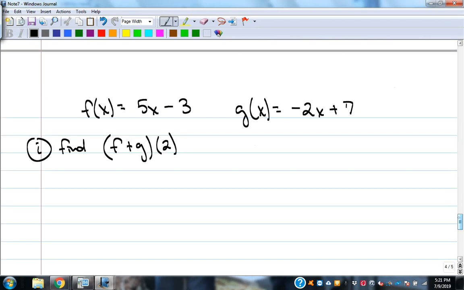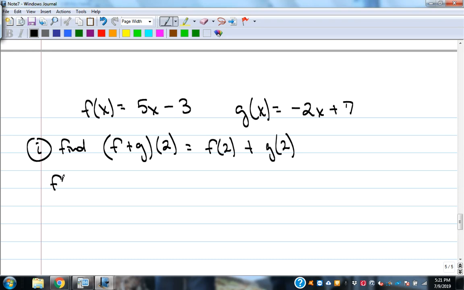F plus g of 2. What that means is you find f of 2 and g of 2, and then you add them together. So what we're really doing is taking 2 as the x value and plugging it into both of the functions, and then adding the answers up. So we're adding y values together. That's what we're doing here.